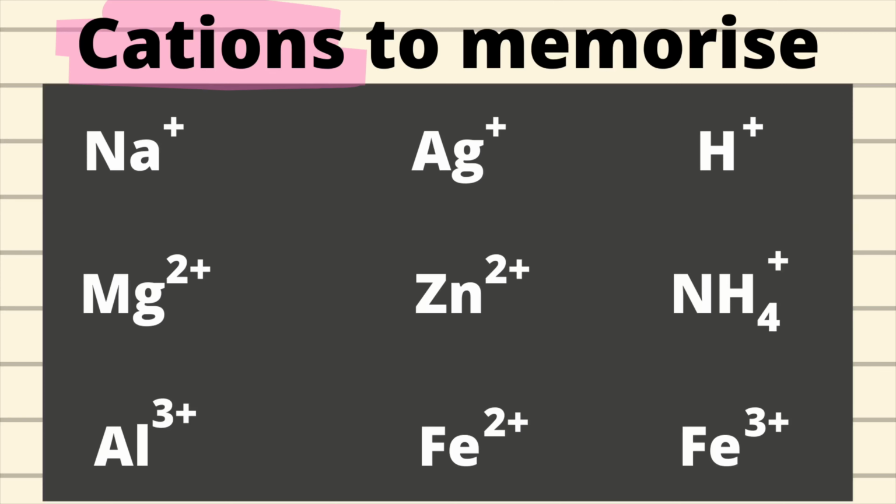The other 2 remaining cations that we need to memorise are hydrogen ions, which is to the top right, and ammonium ions, which is NH4+. The ammonium ion is a little tricky to remember, and it's also very easily mixed up with ammonia. Ammonia, though, is NH3, whereas this ammonium ion is NH4 with that single positive charge.